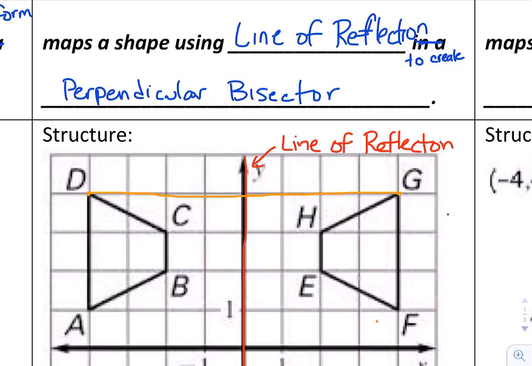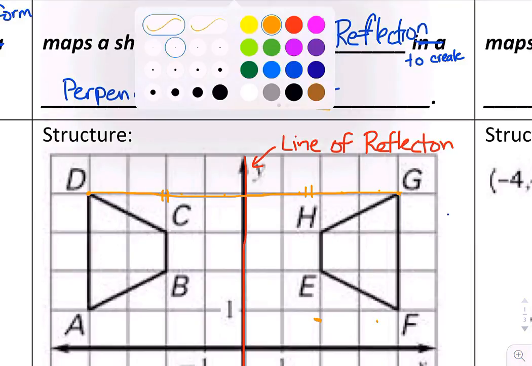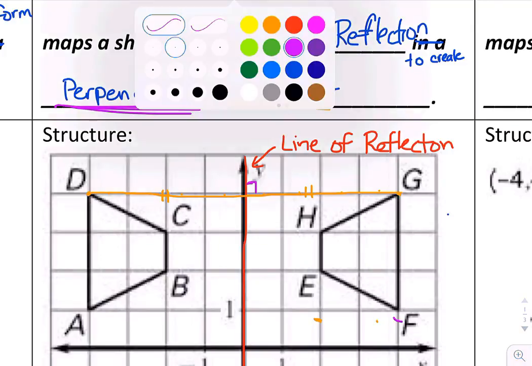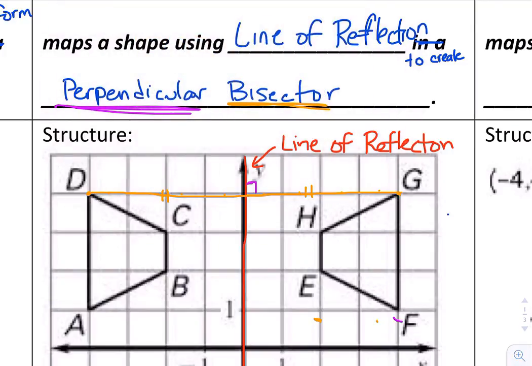From D to the red line is 1, 2, 3, 4 units, and from the red line over to G is 1, 2, 3, 4 units. And so these are going to be congruent. That's what I mean by bisector, because bisectors mean that it's equal length on each side. But also, if you look at the orange line and the red line, these are going to be perpendicular. That's what's meant by perpendicular. And as long as this happens, you can guarantee that reflections happen.